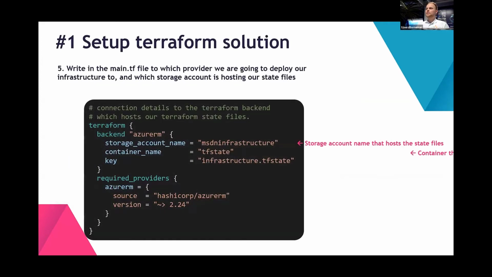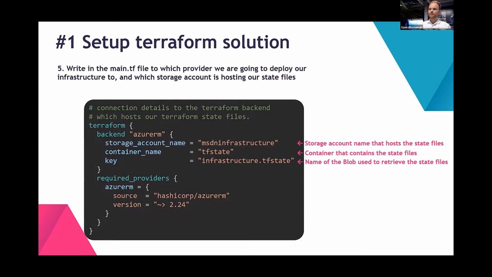All right. So in our main.tf file, we are going to write some Terraform code to make the connection to our storage account where our state files are being hosted. So we have to write Terraform code to make that specific connection. As you can see on the slide, we tell Terraform we make a connection to Azure, and we have to pass 3 arguments to make sure that the connection is being made successfully. We have to name the storage account, the name of the container, and also the name of the key of the blob that we are using.